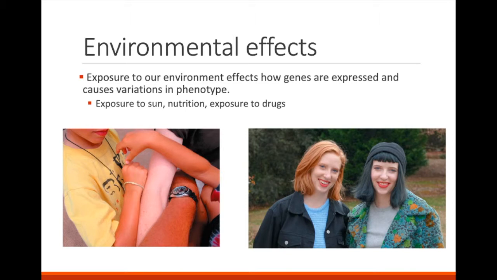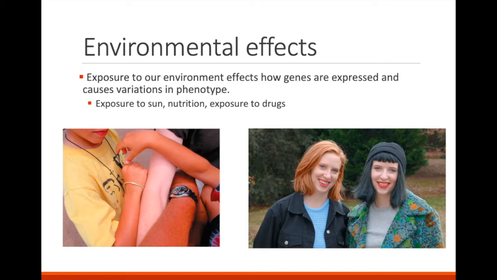The last thing to think about is how the environment affects our genes. The environment tells our genes how to be expressed, which can cause variations in phenotype, even when there are no differences in the genes, the genotype. So think about exposure to sun. Your skin is probably one color, and when you go out in the sun, it changes color. Maybe if you get sunburned, it becomes red. If you tan, it becomes darker.